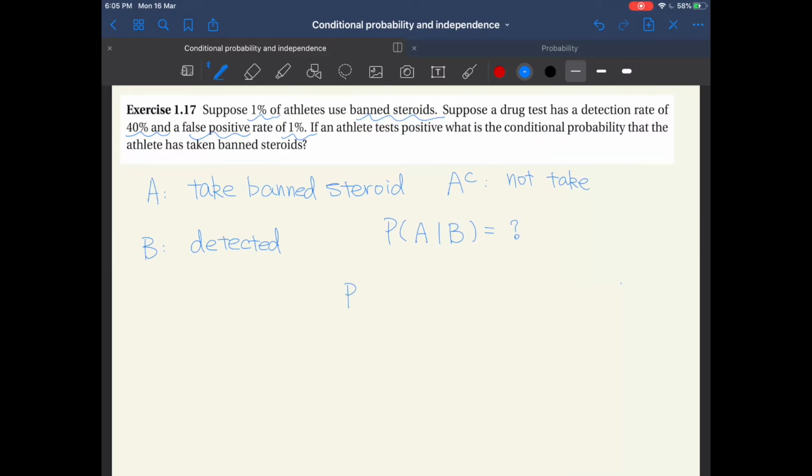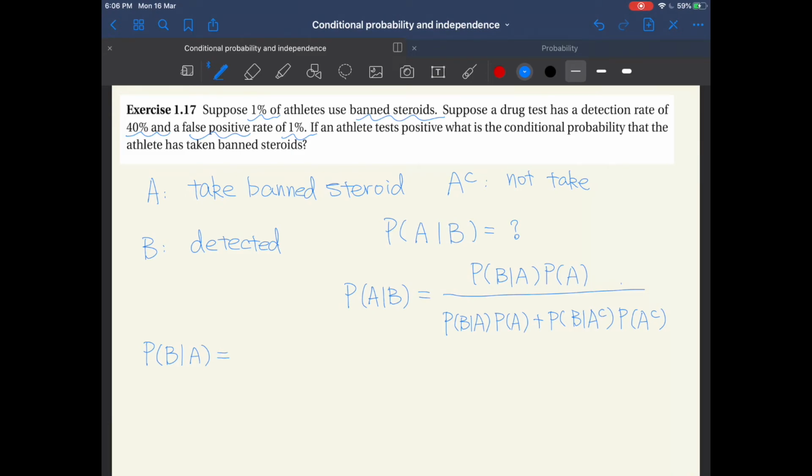By Bayes' theorem, we know that the conditional probability of A given B is actually the probability of B given A multiplied by probability of A, divided by probability of B given A multiplied by probability of A plus probability of B given A complement multiplied by probability of A complement. So let's look at each of the terms in this complicated expression. Term by term, we will be able to find them, and then we can compute the probability of A given B. Alright, so the first term is probability of B given A.